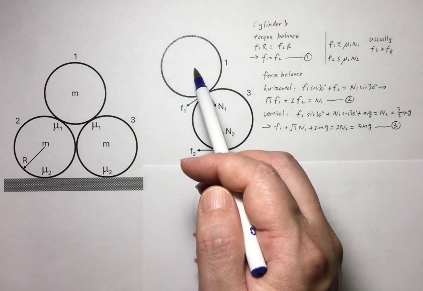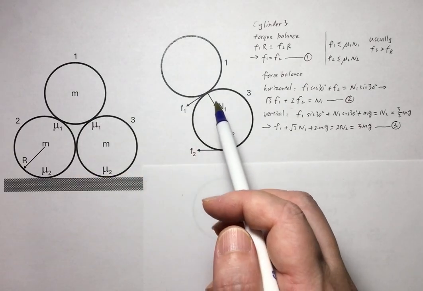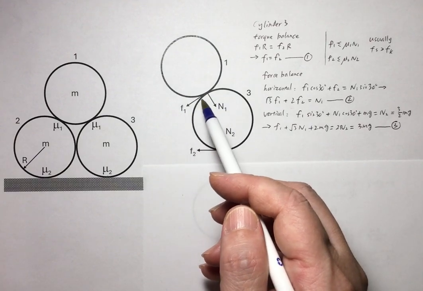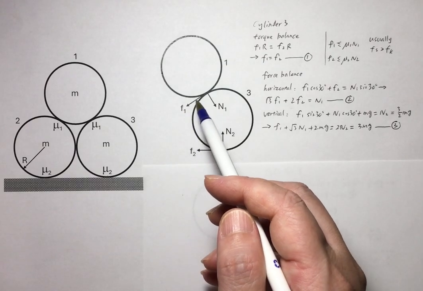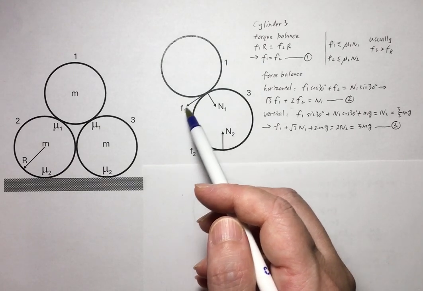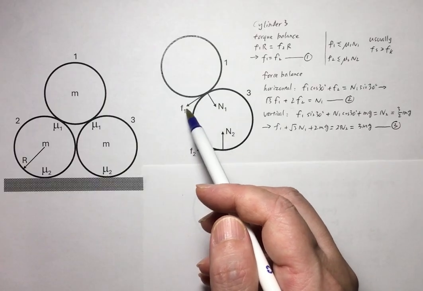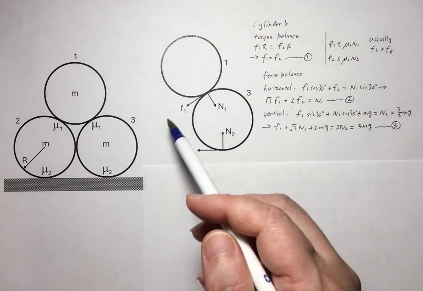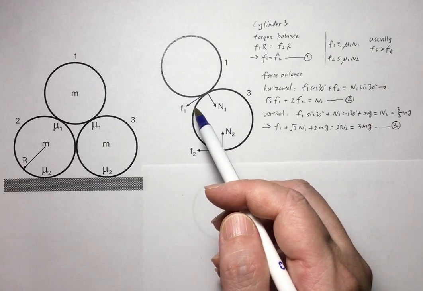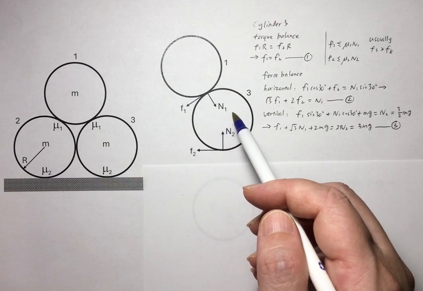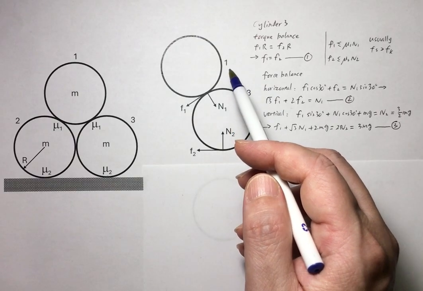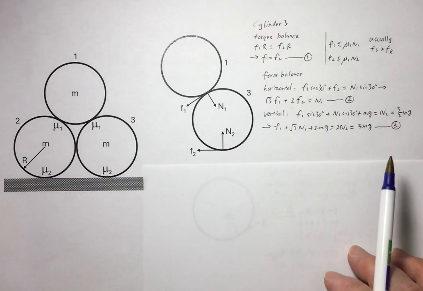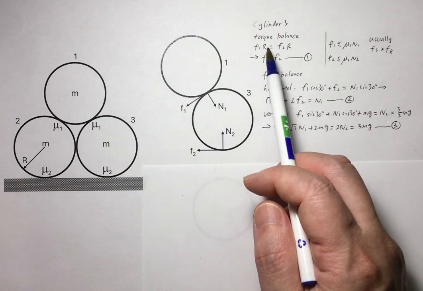And then N1 is the force from cylinder 1, and then F1 is the friction between them. And then it's also easy to figure out the direction of F1 should be along this direction. Remember, all these forces are forces that act on cylinder 3, not on cylinder 1. We're looking at cylinder 3 only.